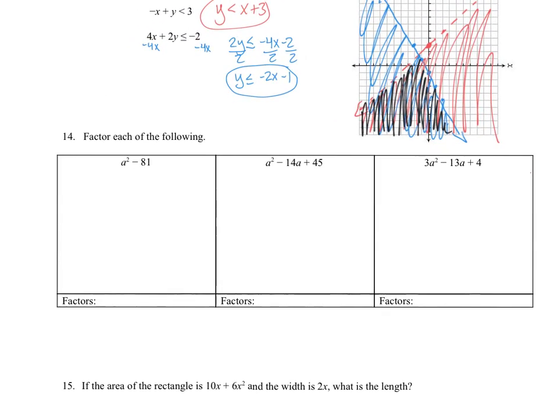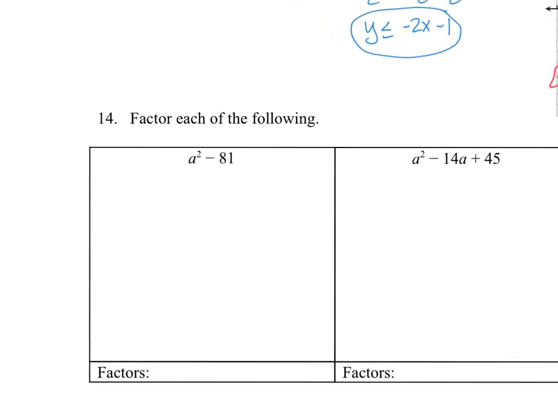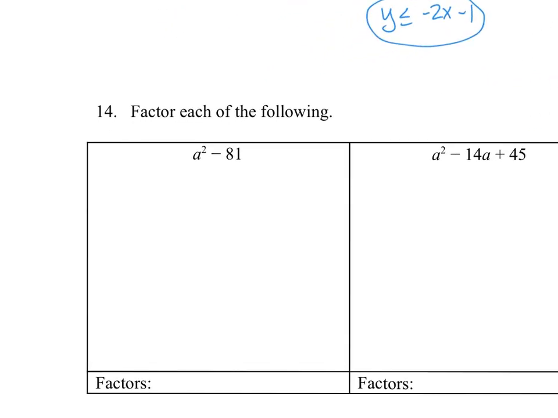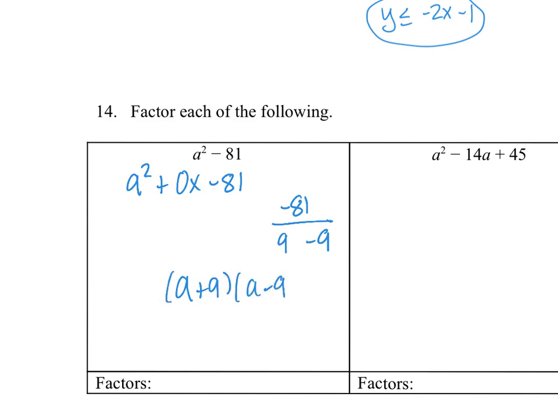So, factor each of the following. We did this one, I think, in class. But let's do it. This is really just this. So your b is 0, right? So it's the same concept. I have to come over here and find factors of negative 81 that add up to 0. That's going to be 9 and negative 9. So those are my factors. a plus 9, a minus 9.